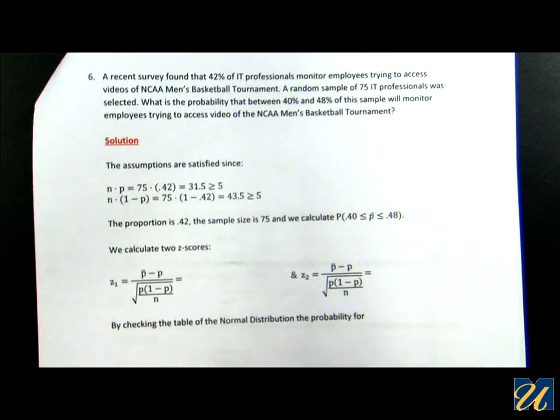Now, for problem number 6, a recent survey found that 42% of IT professionals monitor employees trying to access videos of the NCAA men's basketball tournament. A random sample of 75 IT professionals was selected. What is the probability that between 40% and 48% of this sample will monitor employees trying to access a video of the NCAA men's basketball tournament?